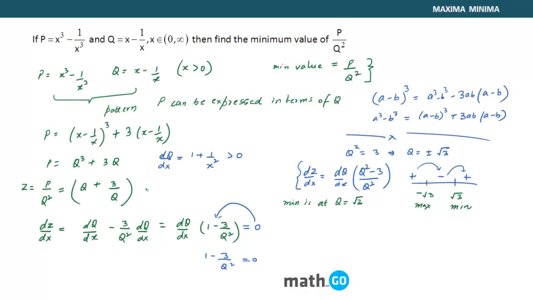So just simply replace the value here to find the answer. The minimum value of z is nothing but, so z min is equal to root 3 plus 3 by root 3, or basically I can say 2 root 3. So this is how you solve this particular question.